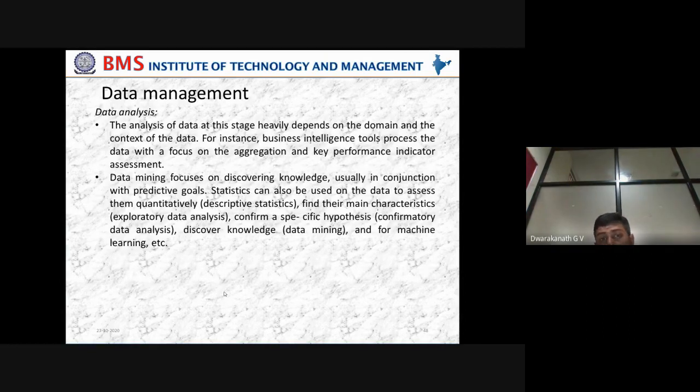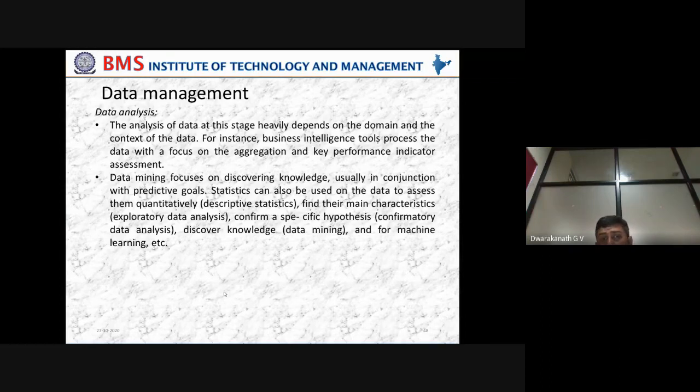The analysis of data at this stage heavily depends on the domain and the context of the data, 100%. So what domain you are collecting from, what type of data you are collecting, and what data you have collected, based on that I can do your analysis. For instance, business intelligence tools process the data with a focus on aggregation and key performance indicator assessment. So aggregation, clustering, taking all these things into consideration, we can do key performance indicators.